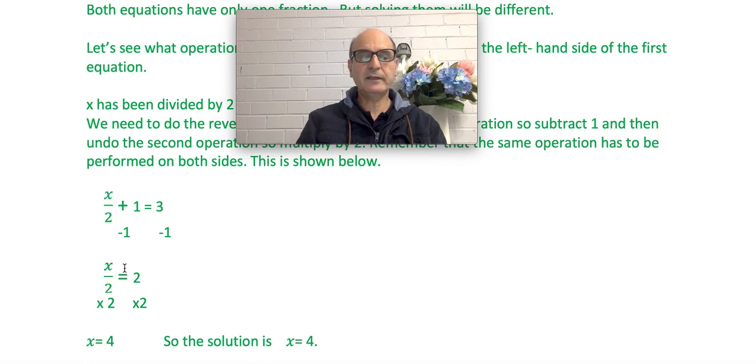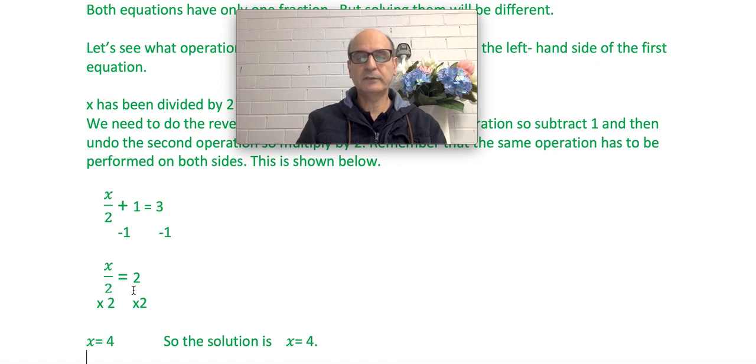Alright, then we see what has happened to x here. x has been divided by 2. Undo it because we want to go back to x. Division by 2, dividing by 2. Its opposite operation is times by 2. So you times by 2.